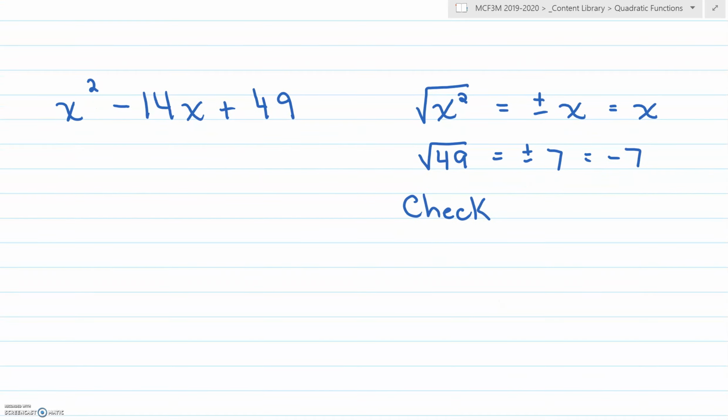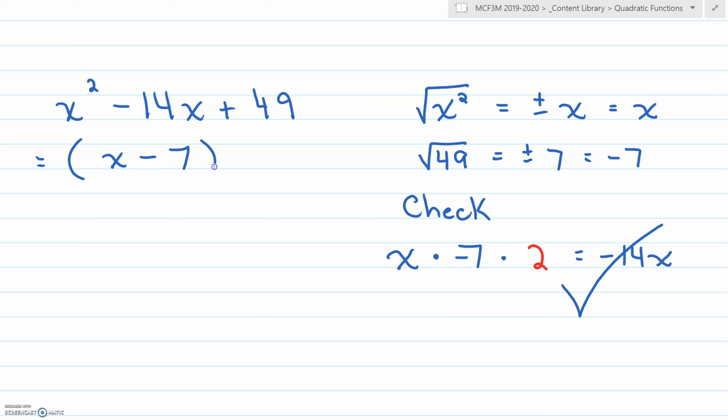X times 7. Times negative 7. Good. Times 2. Okay. Notice how I used a dot? It's just another symbol for multiplication. Just because there's an x and a times, I don't want to use the same thing. So what is x times negative 7 times 2? This could be negative 14x. Okay. So which means that does end up working. So tell me what your factored answer will be. X minus 7 squared. Good. All right.